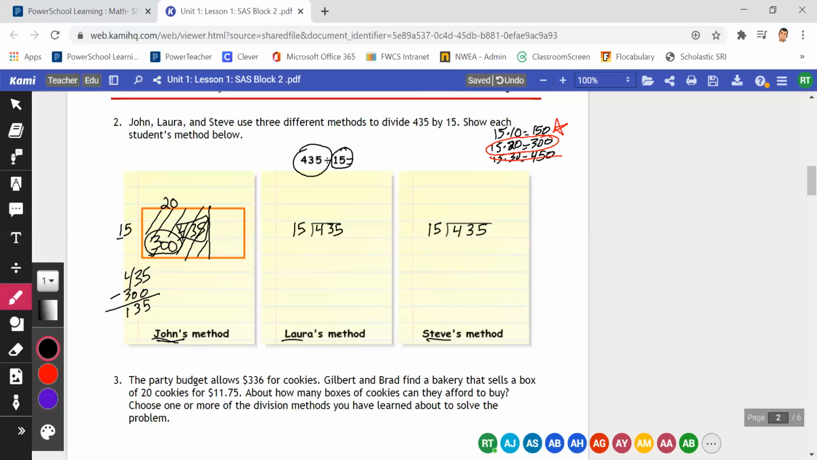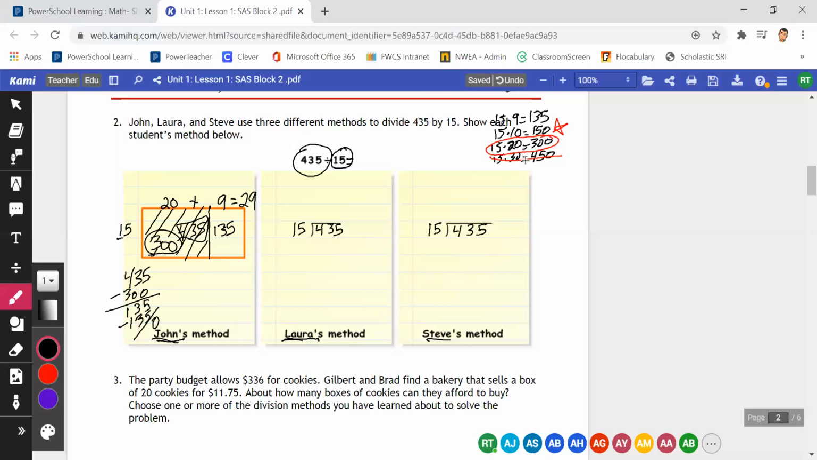And I know from above that 15 times 9 is 135. So I know that there's going to be 9 more groups of 15 to give me my 135. And I can subtract that from my total, giving me a remainder of 0. And I simply add these together to get 29. Laura's method is what I did above. So Laura's method is the partial quotients.